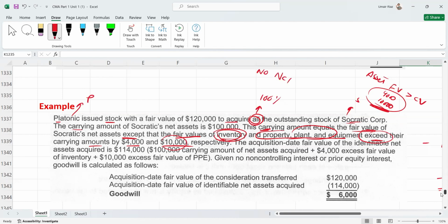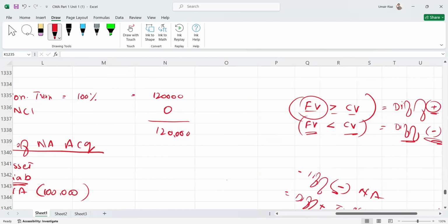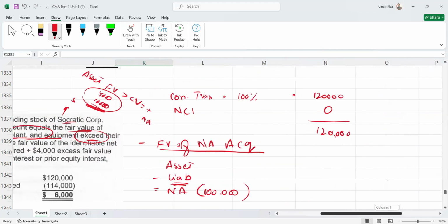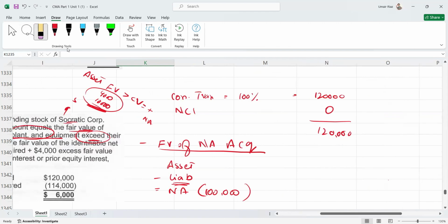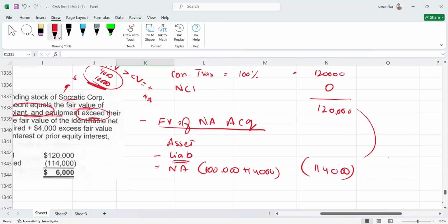So now this 14,000, I told you whenever fair value is greater than carrying value, this difference will be added to the net assets. So what was the net asset figure? The net asset figure was 100,000. Now you will add 14,000 to that. So your total net assets will be 114,000, which you will deduct from this figure. Now if I deduct 114 from 120, if the answer is positive, yes, it is positive by 6,000.